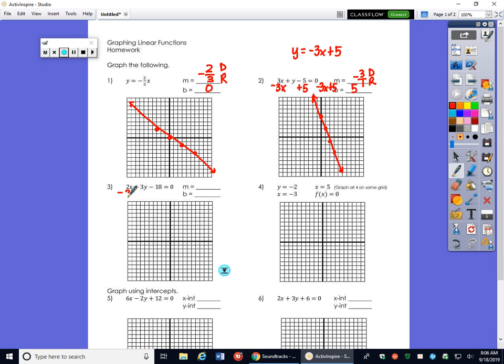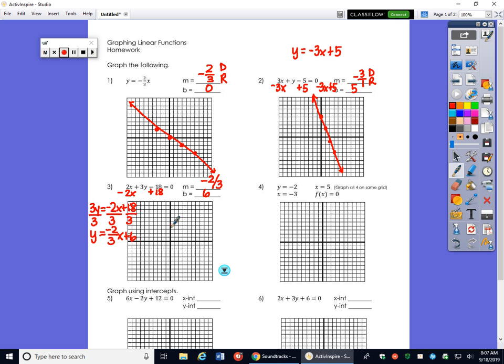So we're going to subtract 2x and add 18. So that's going to give us 3y equals negative 2x plus 18. And then if we divide by 3, so that we can get y by itself, we have negative 2/3 x plus 6. So your slope is negative 2/3, your y-intercept is 6.